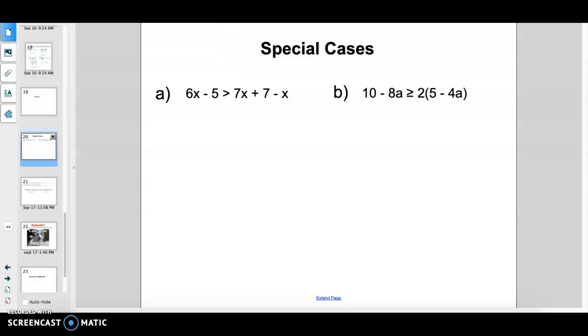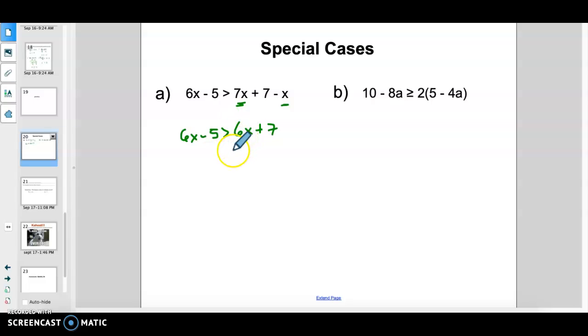Just like how equations had special cases, inequalities have special cases too. So if I were to solve this, I'd probably start by combining like terms, because I see two x's on the right side. So 7 minus 1 is 6. So we've got 6x plus 7. And then on the other side, we have 6x minus 5.